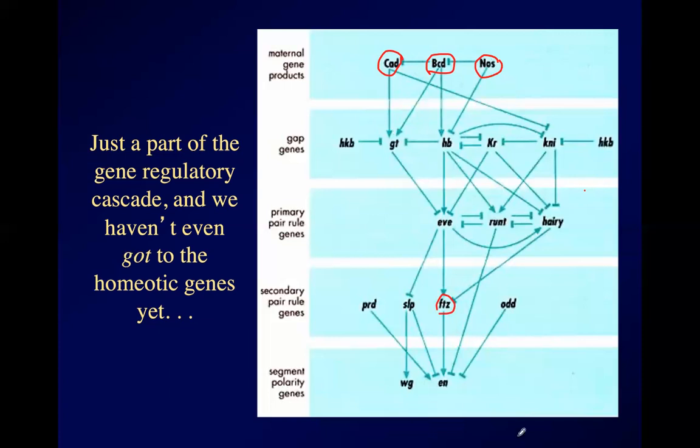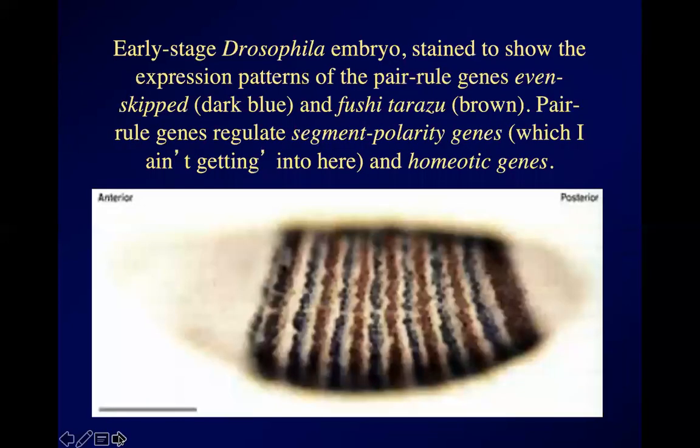Those regulate so-called segment polarity genes that tell you which end of the segment is going to be front and which is going to be back, so you're not putting the wings on backwards. That's an early stage Drosophila embryo where even skipped has been stained in dark blue and fushitarazu has been stained in brown. That's just there so that you can see that a segmentation pattern is being laid down.